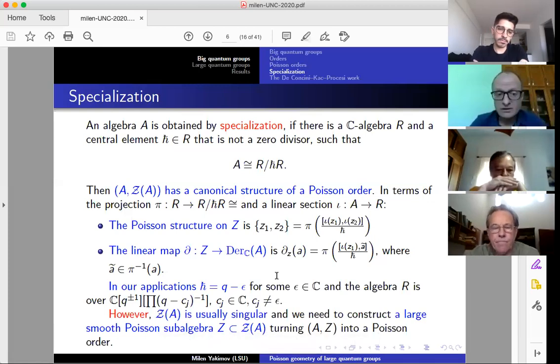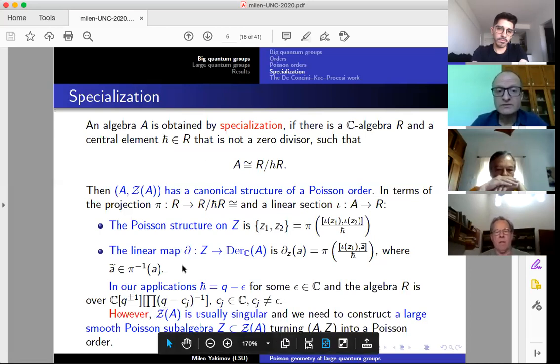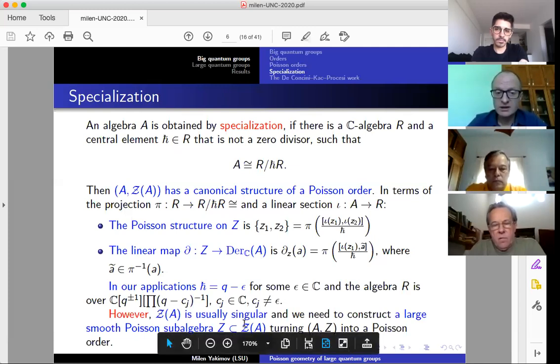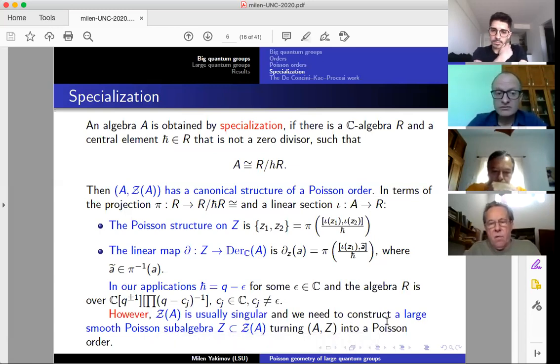However, the big warning here is that the full center that appears everywhere in this picture is usually going to be singular. And it's well known that doing Poisson geometry with singular manifolds creates lots of problems. In order to resolve all those problems, we always have to find a large smooth Poisson subalgebra Z inside the full center that is going to turn the pair A, Z into a Poisson order. In concrete terms, what this means is that you need a smooth subalgebra Z, which at the same time is closed under the Poisson bracket.